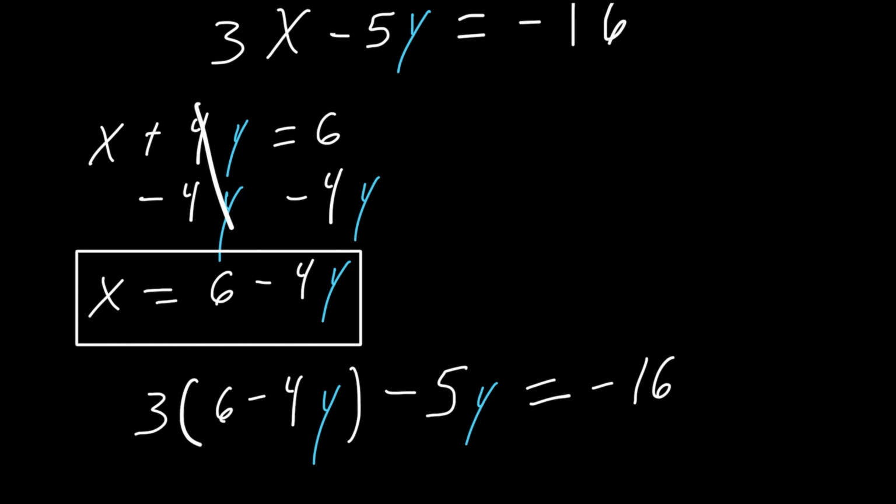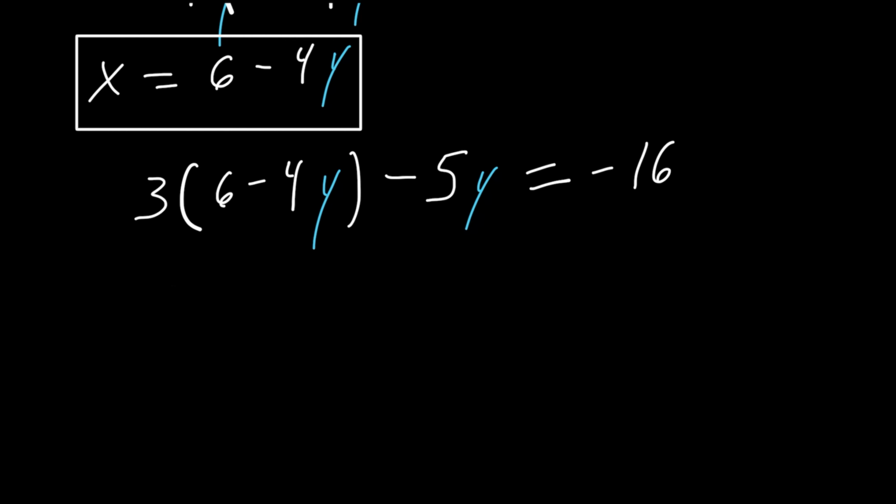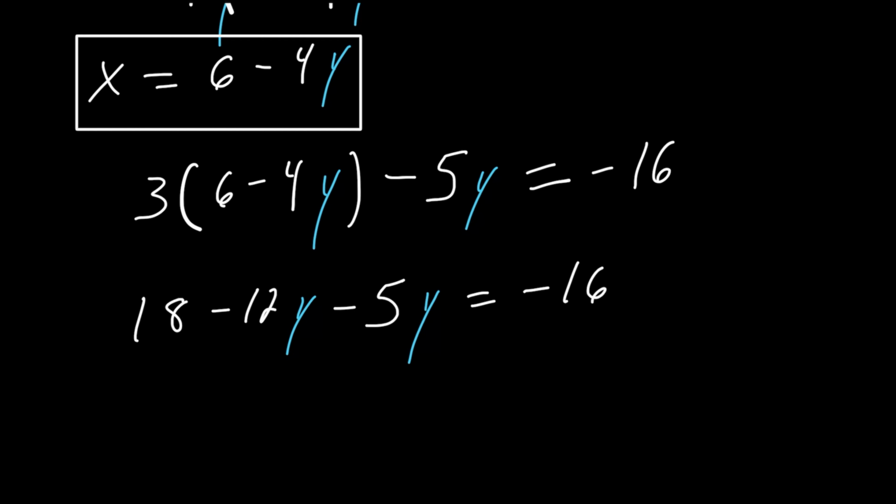All right. Let's go ahead and distribute this 3 to every number in here. 3 times 6 is 18. 3 times negative 4 is going to be negative 12. So negative 12y minus 5y equals negative 16. We want to get all the variables on the left-hand side and all the numbers on the right-hand side. So over here with this 18, we need to subtract this 18, get it out of here. And then anything we do to one side, we must do to the other side.